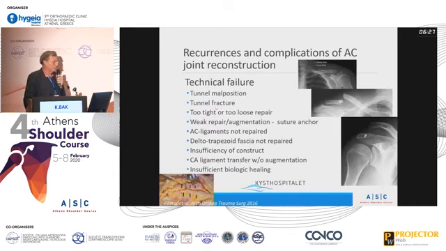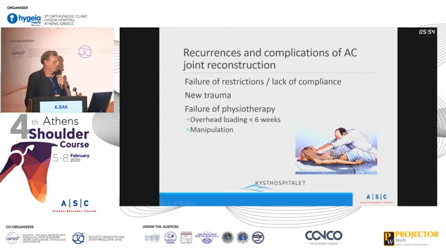These are some of the many technical failures that can happen. Surgery can be dangerous. You can malposition the tunnel, you can fracture the tunnel, you get too tight or too loose a repair, you get a weak repair or augmentation, especially when only suture anchors are used. I think this is not being used anymore. The AC ligament is not addressed, just like Frank said, and as we also discussed before, the deltotrapezial fascia very often, not only in grade 5 but in many cases, needs to be repaired. And there are many reasons for this. So a lot of things can go wrong during the surgery.